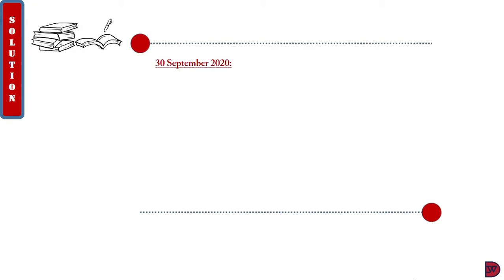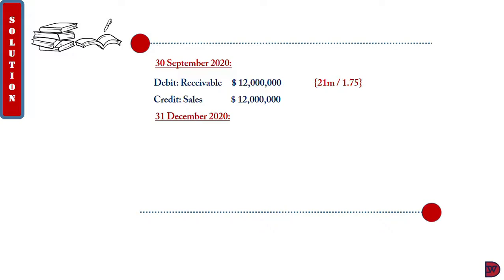So on 30th September 2020, when the goods were sold, because it is unpaid, we have to debit receivables of $12 million, which is the 21 million euros converted into dollars at a spot rate of 1.75 euros. So if 1.75 euros is $1, then 21 million euros will lead to a higher amount. So let's divide it. It will be the 21 million euros divided by 1.75 euro times $1. Simple mathematics.